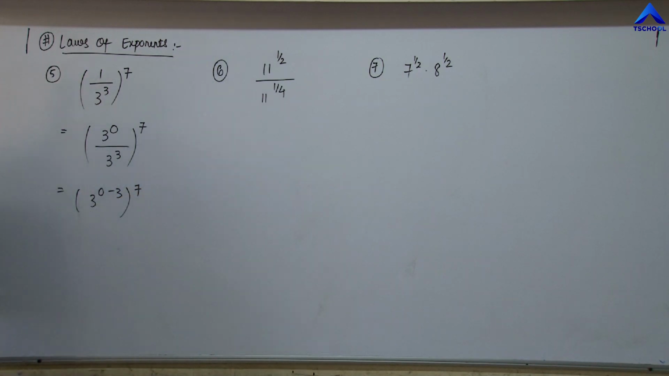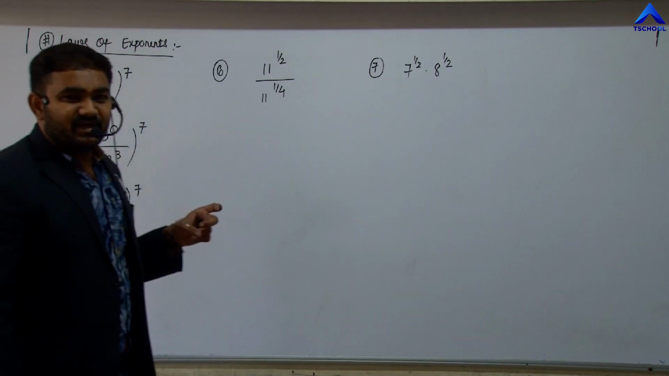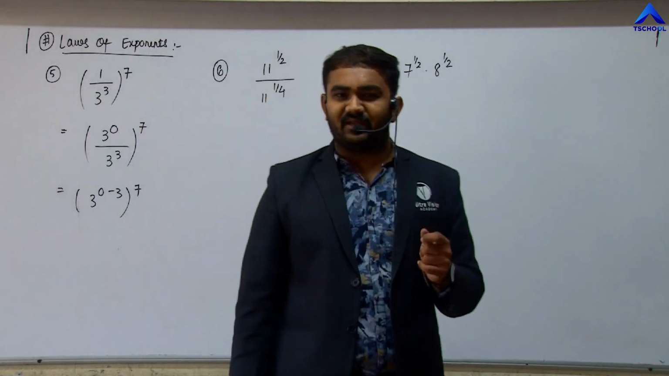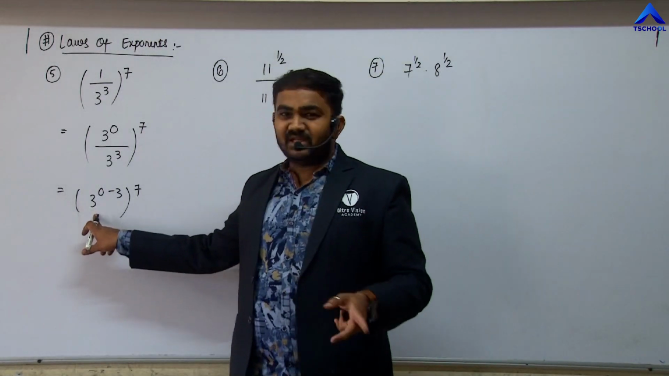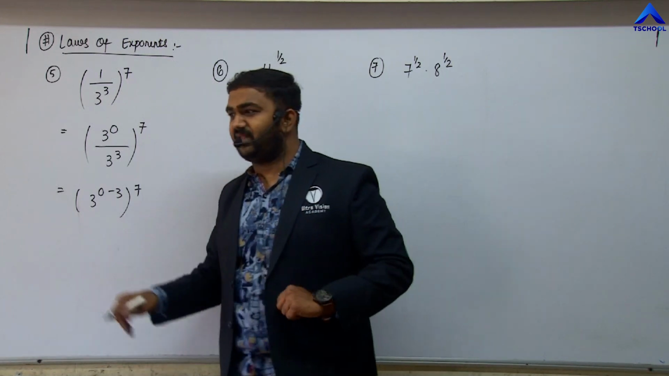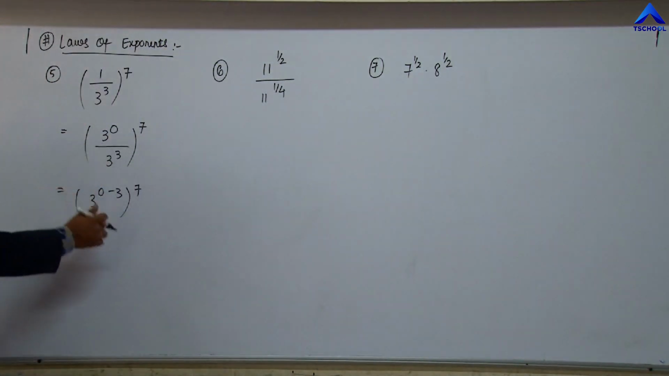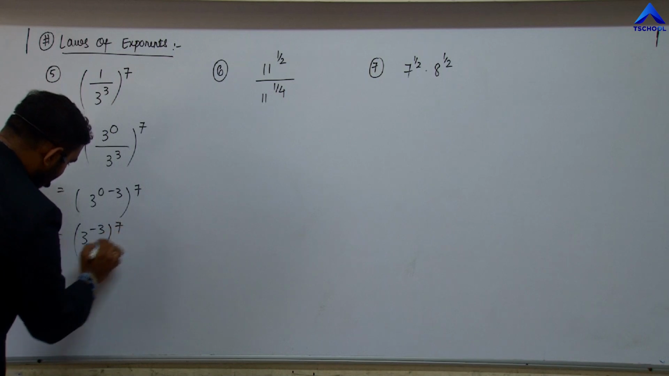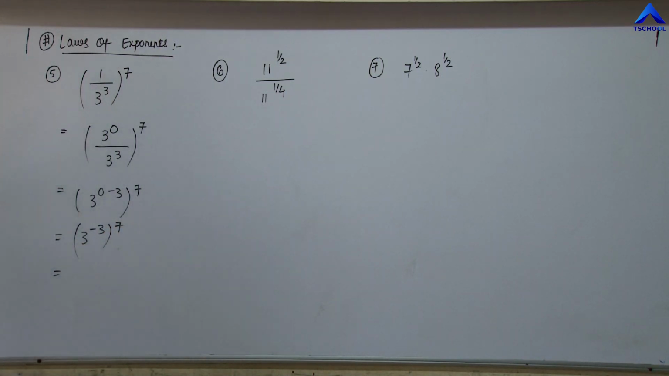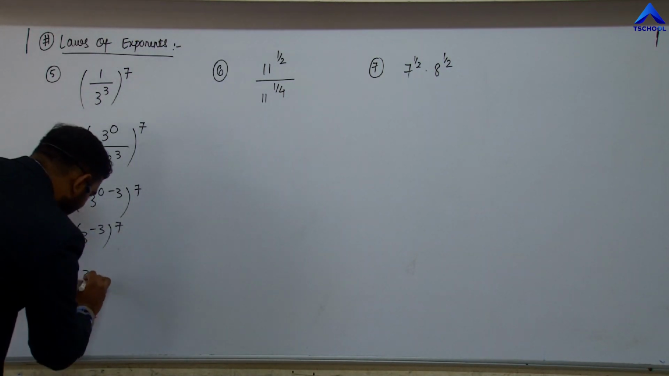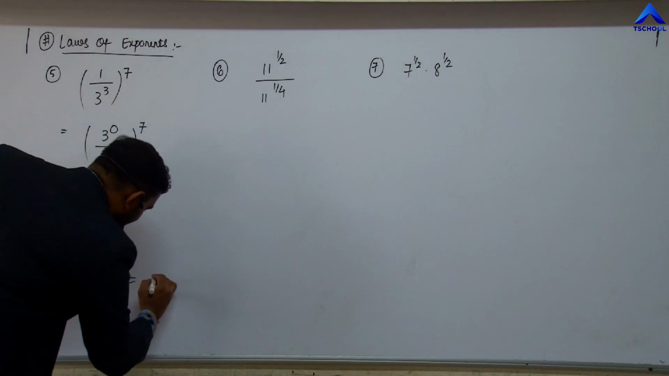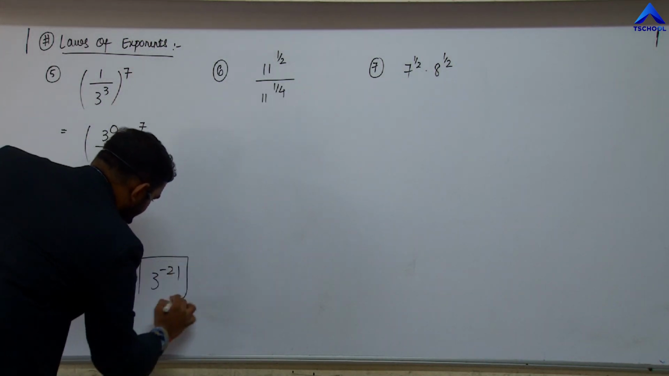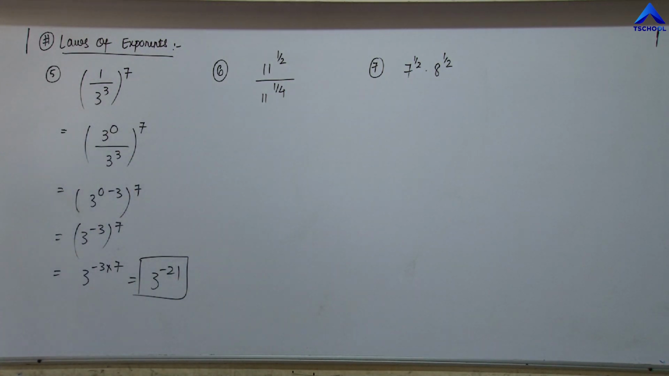Right? In the fractions part, what we did is, if the base is the same and the powers are different in the denominator and numerator, then we make the base common and subtract the exponent of the denominator from the exponent of the numerator. So that is 3 raised to 0 minus 3, which equals 3 raised to minus 3, whole raised to 7. Now we shall use the second property here, a raised to m whole raised to n is a raised to mn. That is 3 raised to minus 3 into 7, which equals 3 raised to minus 21. That is the answer here, 3 raised to minus 21.